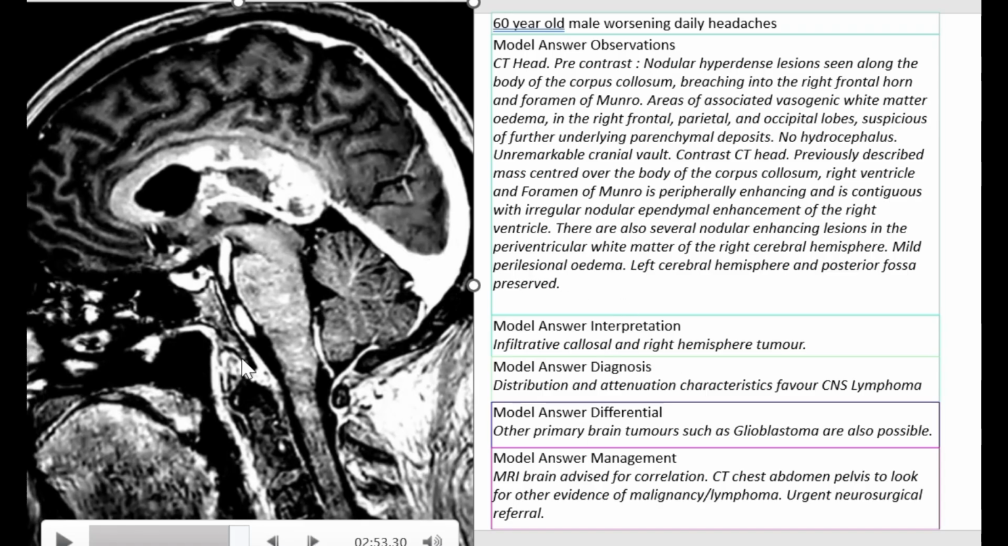This patient also needs more radiological investigations to assess the stage of this lymphoma. He needs CT scan of the chest, abdomen, and the pelvis for full assessment of the lymphoma staging, along with urgent neurosurgical referral. That's it.